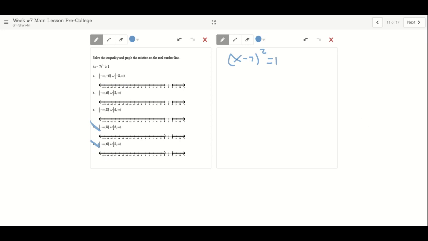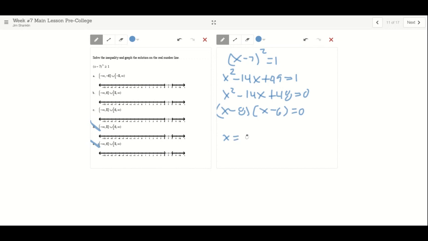So what Wesley was doing is he was multiplying this out, and that's exactly the way I was going to start. I was going to just say, okay, that would be x squared minus 14x plus 49 is equal to 1. Bring that 1 over because I want to set it equal to 0. So x squared minus 14x plus 48 is equal to 0. Then I would have factored this. I would have said 8 and 6. So I'd get x minus 8, x minus 6 is equal to 0.